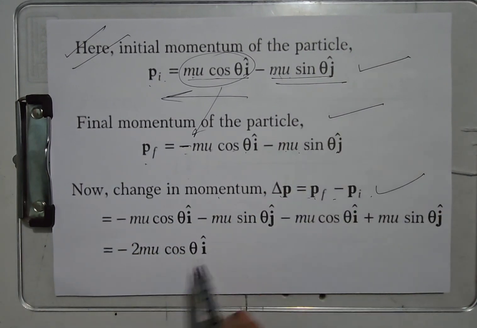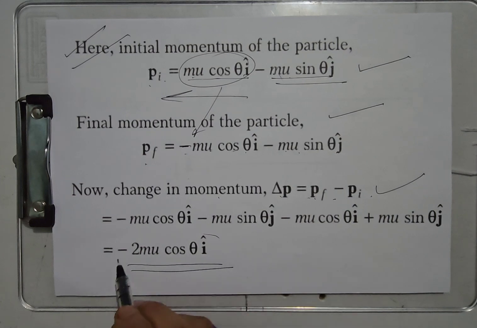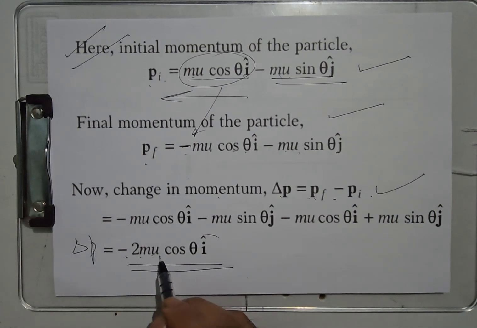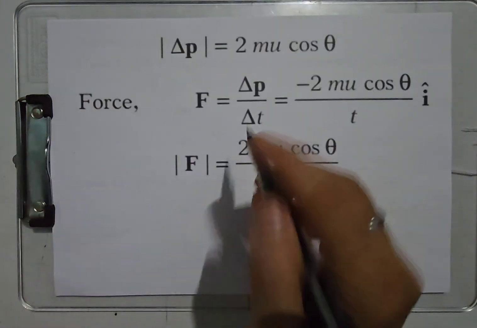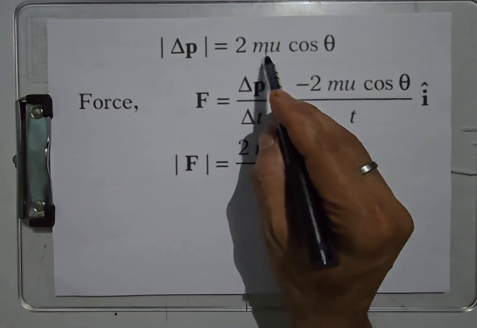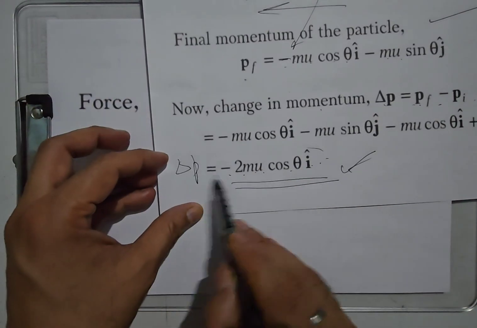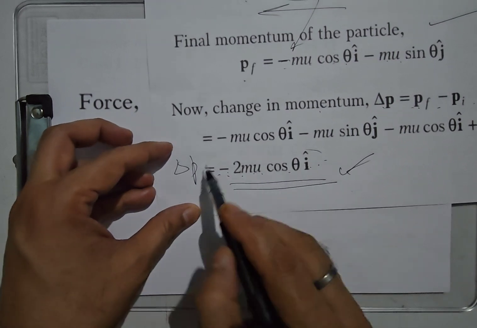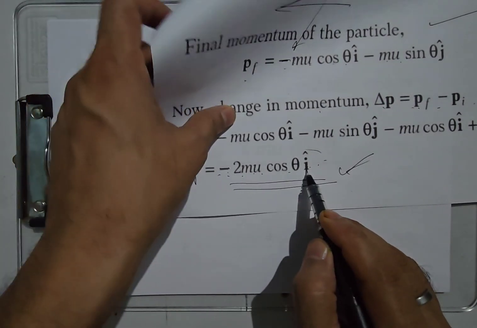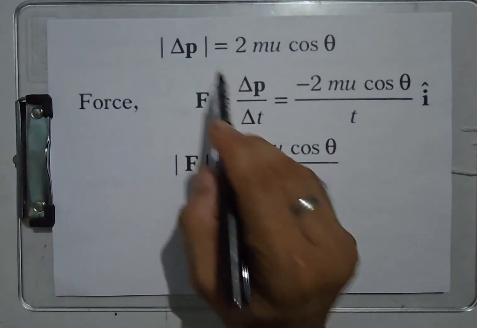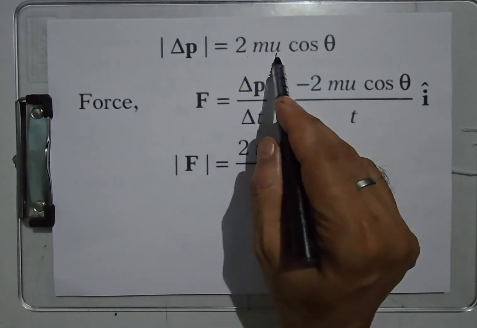Okay, if you are putting the values, you are getting this expression, means delta p is equal to minus 2 times m u into cos theta into i cap. So this is the expression which is change in momentum. Delta p is equal to minus 2 m u cos theta i. If you are taking the mod, means magnitude of this, so this negative sign would be removed and this i will also be removed because this is the unit vector in x direction. So finally the magnitude of this delta p would be 2 into m into u into cos theta.